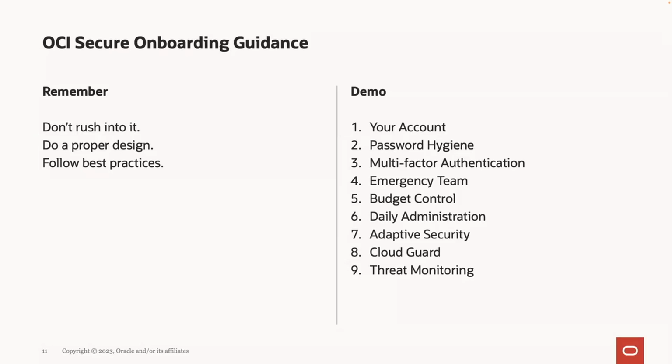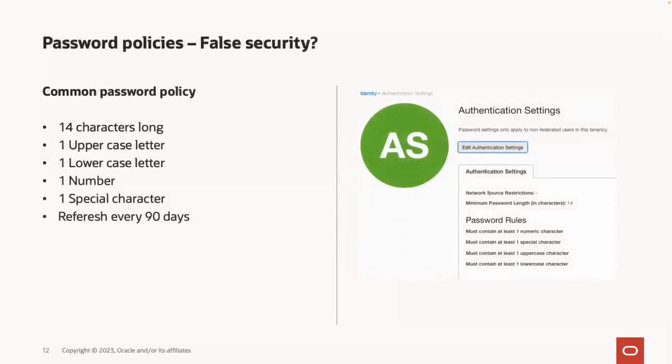Before we go into deep in the demo, a quick word about password policies. It is common to have a password policy. For example, the CIS recommendation is to have a password policy with 14 characters long, 1 uppercase letter, 1 lowercase letter, 1 number, 1 special character, and refresh it after every 90 days. Here you see a screenshot of a tenancy without identity domains.